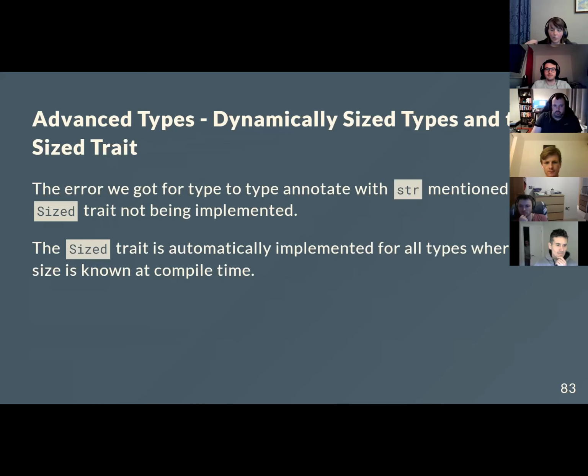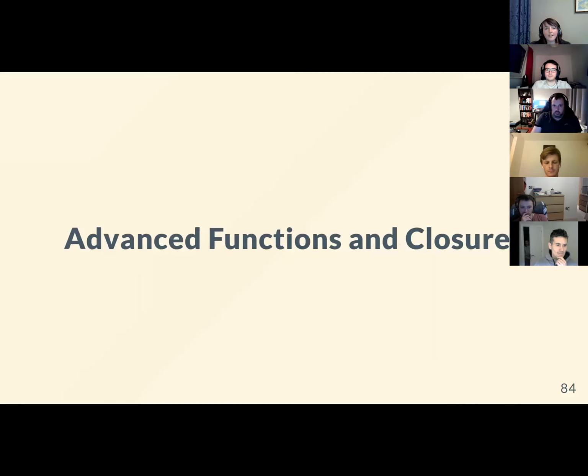The error we got when we did that mentioned that the Sized trait is not being implemented. The Sized trait is automatically implemented for all types where the size of that particular type is known at compile time. That's all I've put in to say here. With dynamically sized types you can go into a lot of detail in terms of writing your own and looking at other implementations beyond just a string type, but that gives you a nice idea of the simplest example, str. And we will come back to it a little bit.